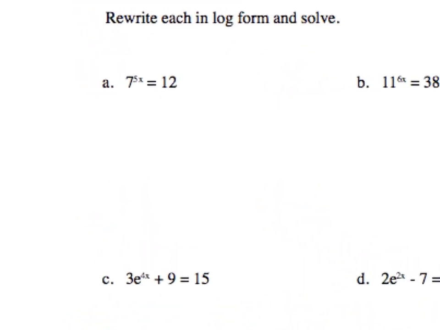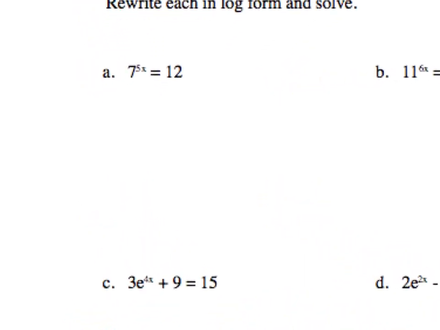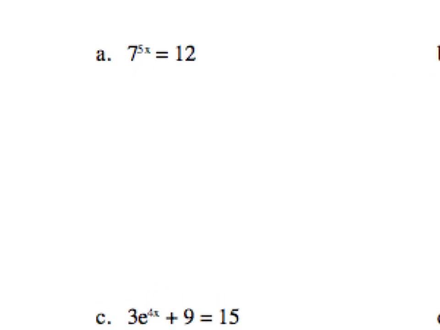On letter A, you have 7 to the 5x equals 12. Okay, so we have no bases that are the same. There's nothing else that you can do besides just rewrite it as a log. So that's just things that we've done already, where if you have 7 to the 5x equals 12, that's a log base 7 of 12 equals 5x. That is just redoing the same process we have done multiple times.